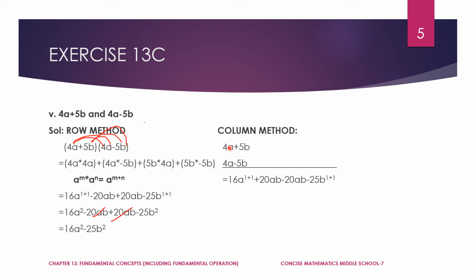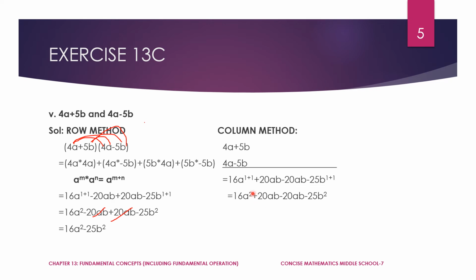So 4a into 4a is 4 4s are 16 a square, that is a to the power of 1 plus 1. Again 4a should be multiplied with 5b. 5 4s are 20ab. Here minus is there, so multiply with minus. Minus into plus is minus. 5 4s are 20ab. Plus into minus, minus. 5 5s are 25 b to the power of 1 plus 1.